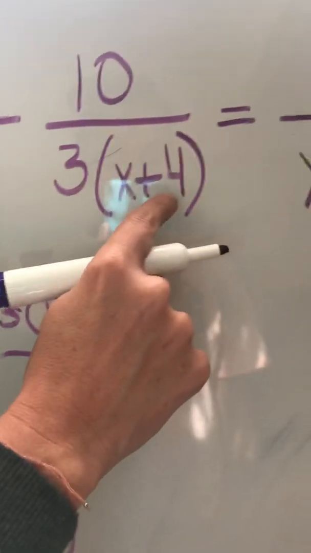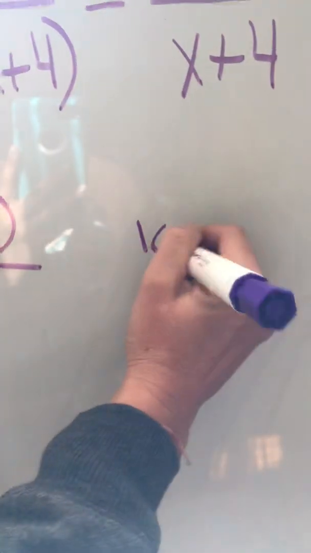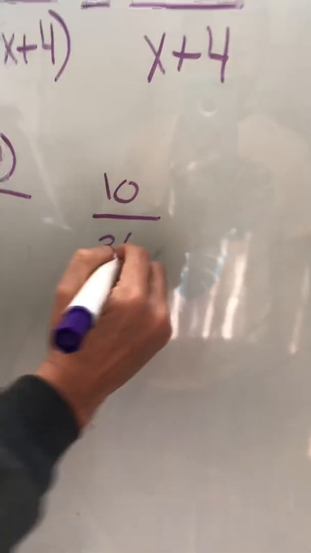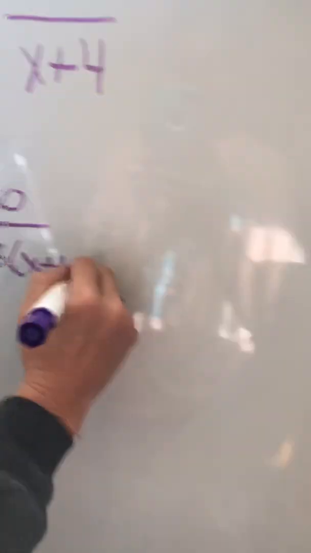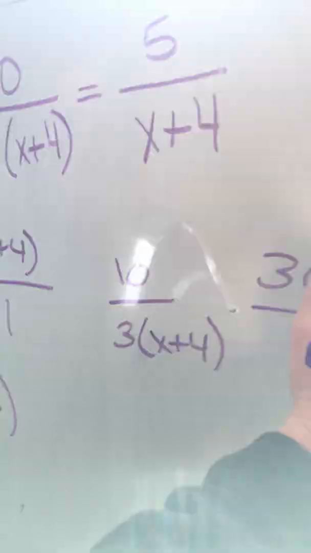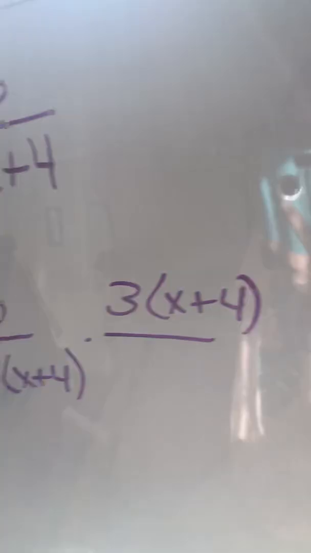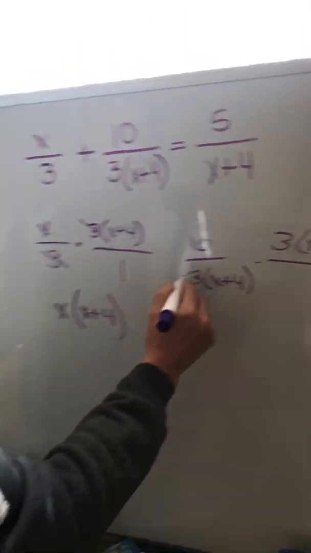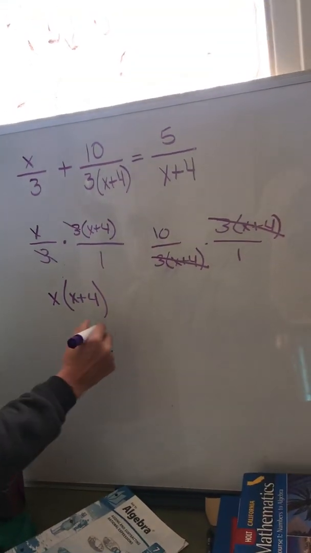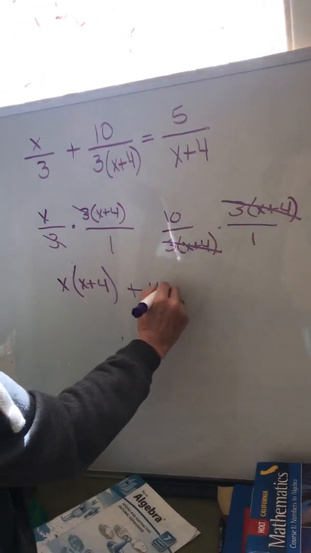Okay, now this one I'm gonna multiply by the common denominator. And so you can see what we're trying to do is get rid of the fractions and make them not fractions. So these are gonna cancel out. I'm just gonna have a 10. So I'm gonna put that down here, plus 10.